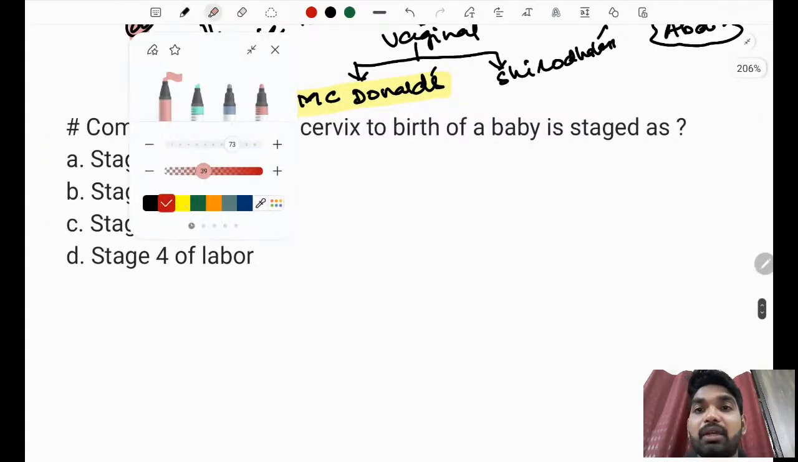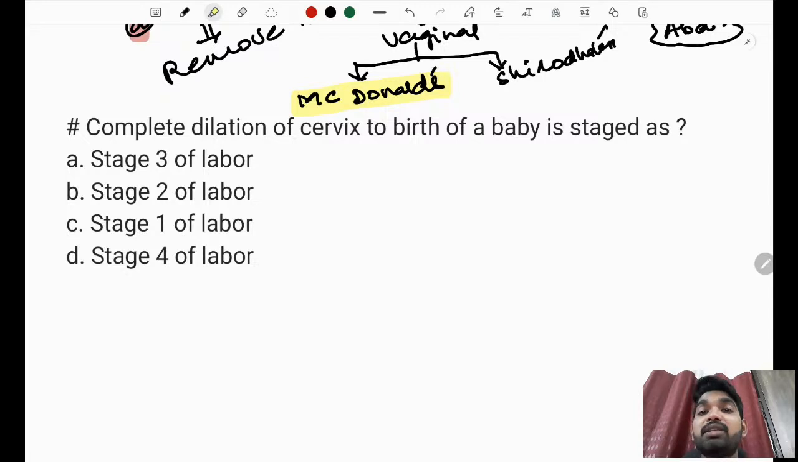Next, now answer this question. Complete dilation of cervix to the birth of a baby is staged as? Option A, stage 3 of labor. Option B, stage 2 of labor. Option C, stage 1 of labor. Option D, stage 4 of labor. Which one is correct? Please don't give me a wrong option for this. This is very basic, even a neonate can answer this. Yes, B. You people are right, stage 2 of labor.